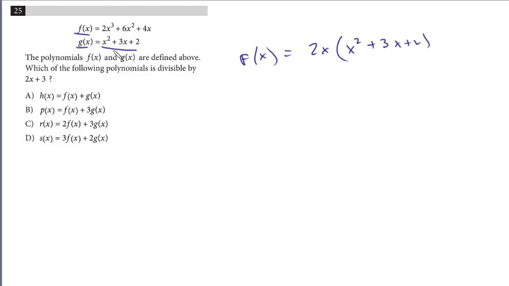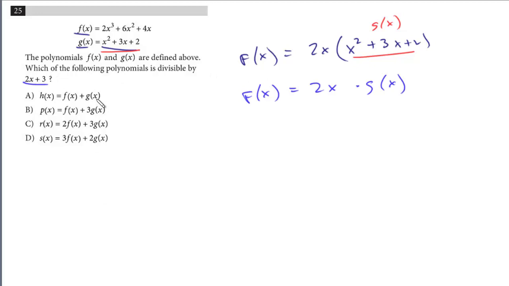These are identical. Because this is g of x here, instead of having two functions, we can express both of them in terms of one, g of x. And so you can state that f of x equals 2x times g of x. That is a true statement. Now we want to find which of the following polynomials is divisible by 2x plus 3.